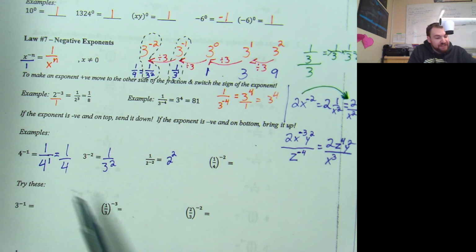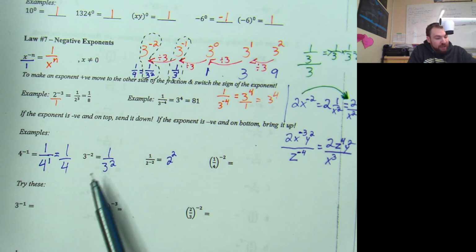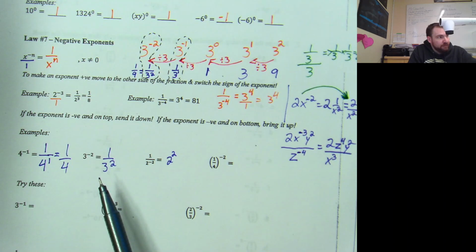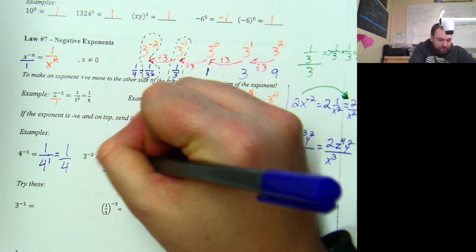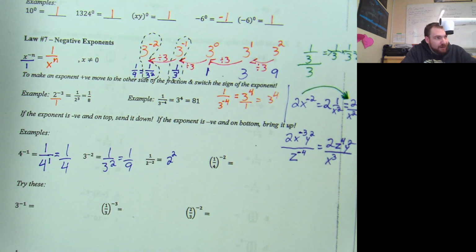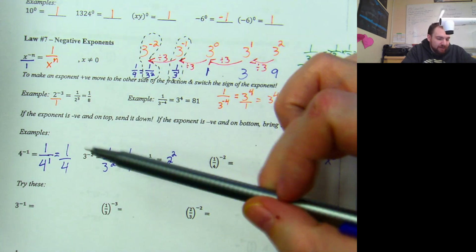For the sake of this lesson, all I'm doing is simplifying. I'm not evaluating. When the instructions say simplify and then evaluate, you'd show me this, and then you write this as 1 over 9. Well, then you just leave it as 1 over 3 squared.